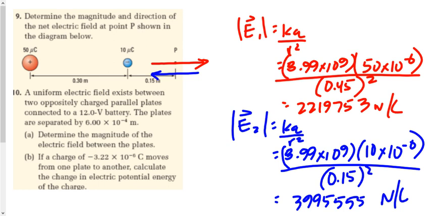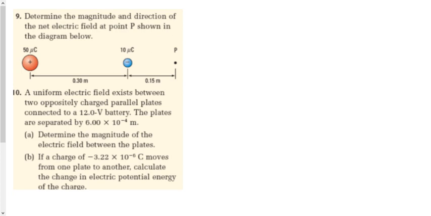Number 10. A uniform field exists between two oppositely charged parallel plates connected to a 12-volt battery. They're separated by this distance. What's the magnitude of the electric field? Is this a uniform or a non-uniform field? Uniform, yeah. So it means we use the uniform field equation, which is, yep, E is equal to delta V over delta d.